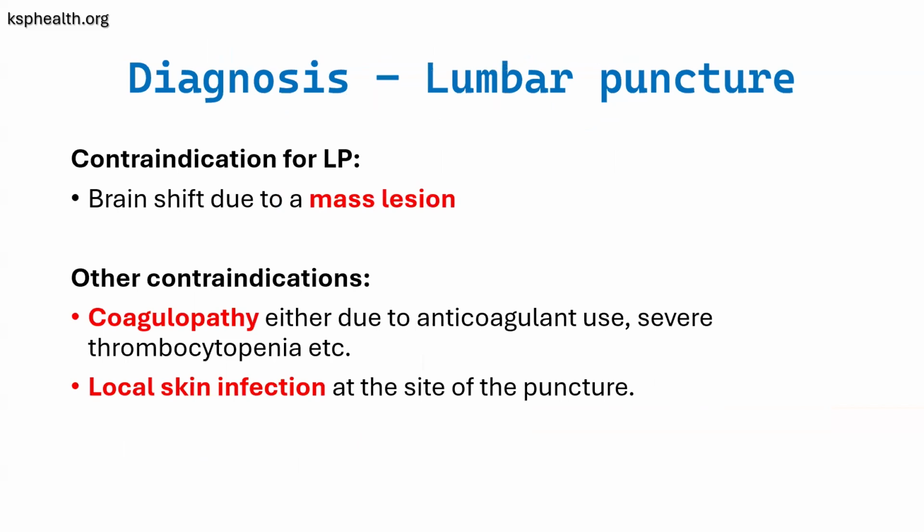When you do a spinal tap, one should know about the contraindications. When there is a brain shift due to a mass lesion, one should avoid doing a spinal tap in those patients. Other contraindications are coagulopathy of any reason, anticoagulant use, severe thrombocytopenia, or local skin infection at the site of puncture.